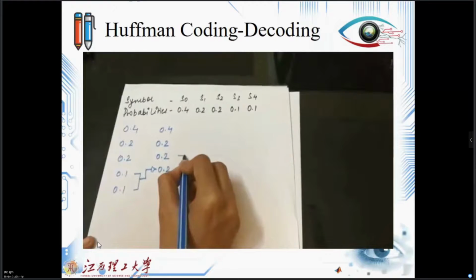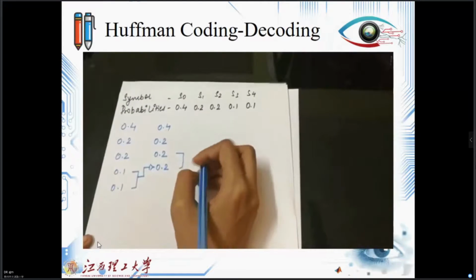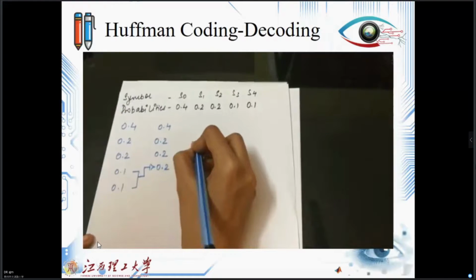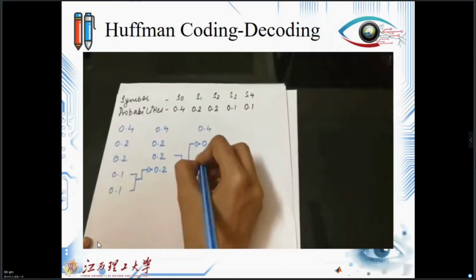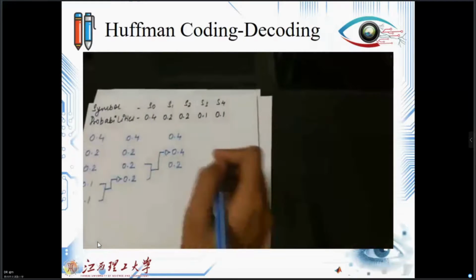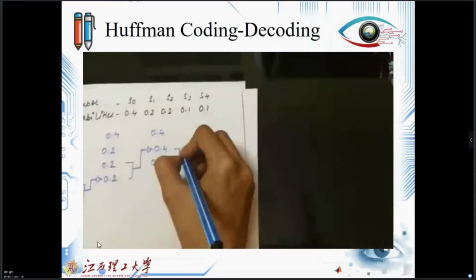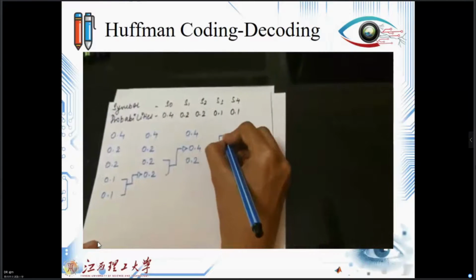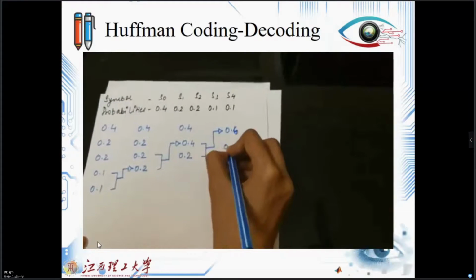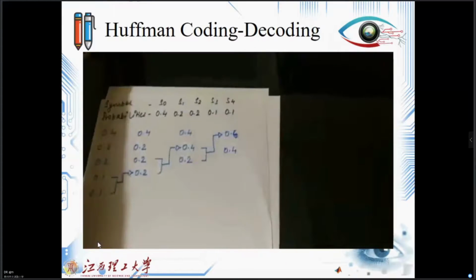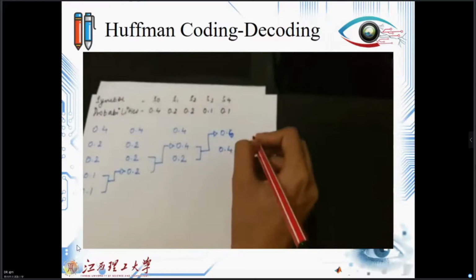Again, we have 0.2 and 0.2, which are the least probability. We add them together to get 0.4, leaving 0.2, 0.4, and 0.4. Then these two again are the least. One more step, and 0.6 and 0.4 will remain there. This is the first step that we had.